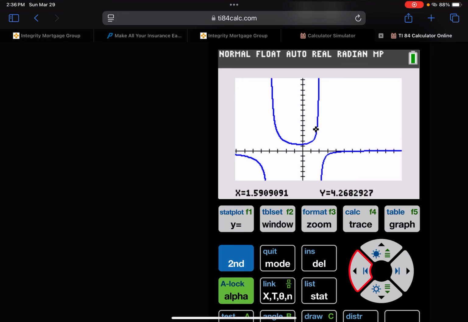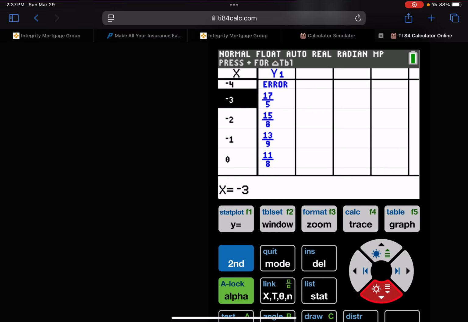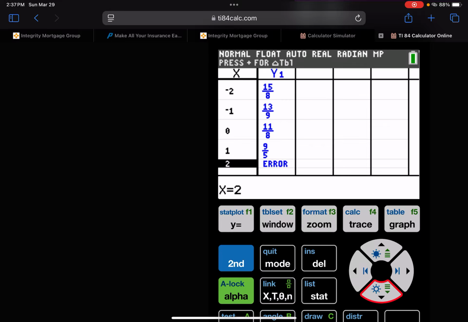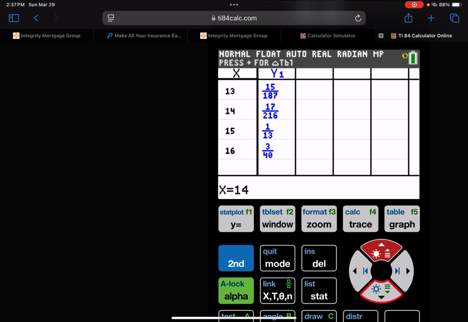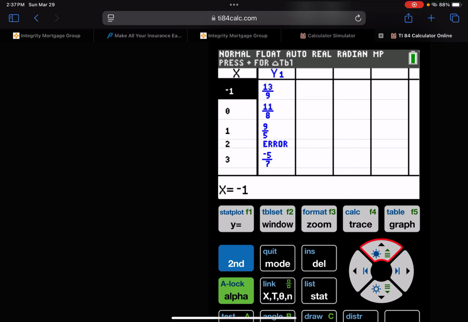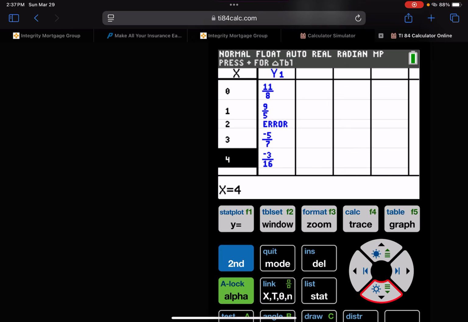Now, last thing, the domain is all values except for those two values, -4 and 2. All other x values, if you go to your table, you'll have a y value associated with every other x value except for -4 and 2. See, at 2 here, there's also an error. But all other numbers, there's a y value. So the domain is all numbers, because it's all values of x that are on this graph except for -4 and 2.